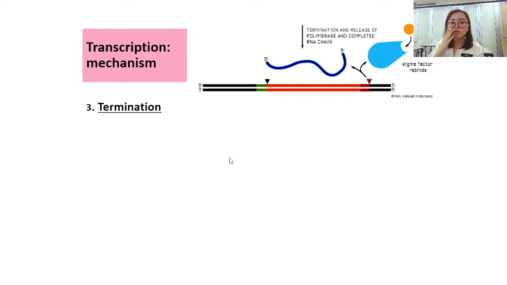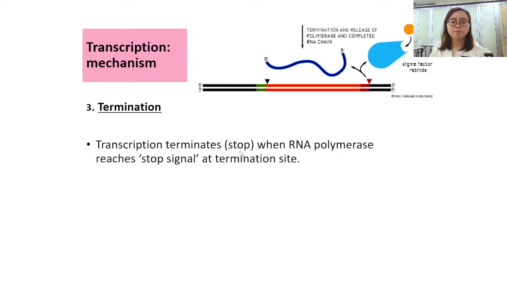Okay, so after elongation, we will reach termination. Termination means ending, okay? Penutupan. Transcription will terminate or stop when the RNA polymerase reaches a stop signal at the termination site. Termination site adalah kawasan di mana kamu punya transcription memang sepatutnya berhenti. Dia akan ada satu stop signal.